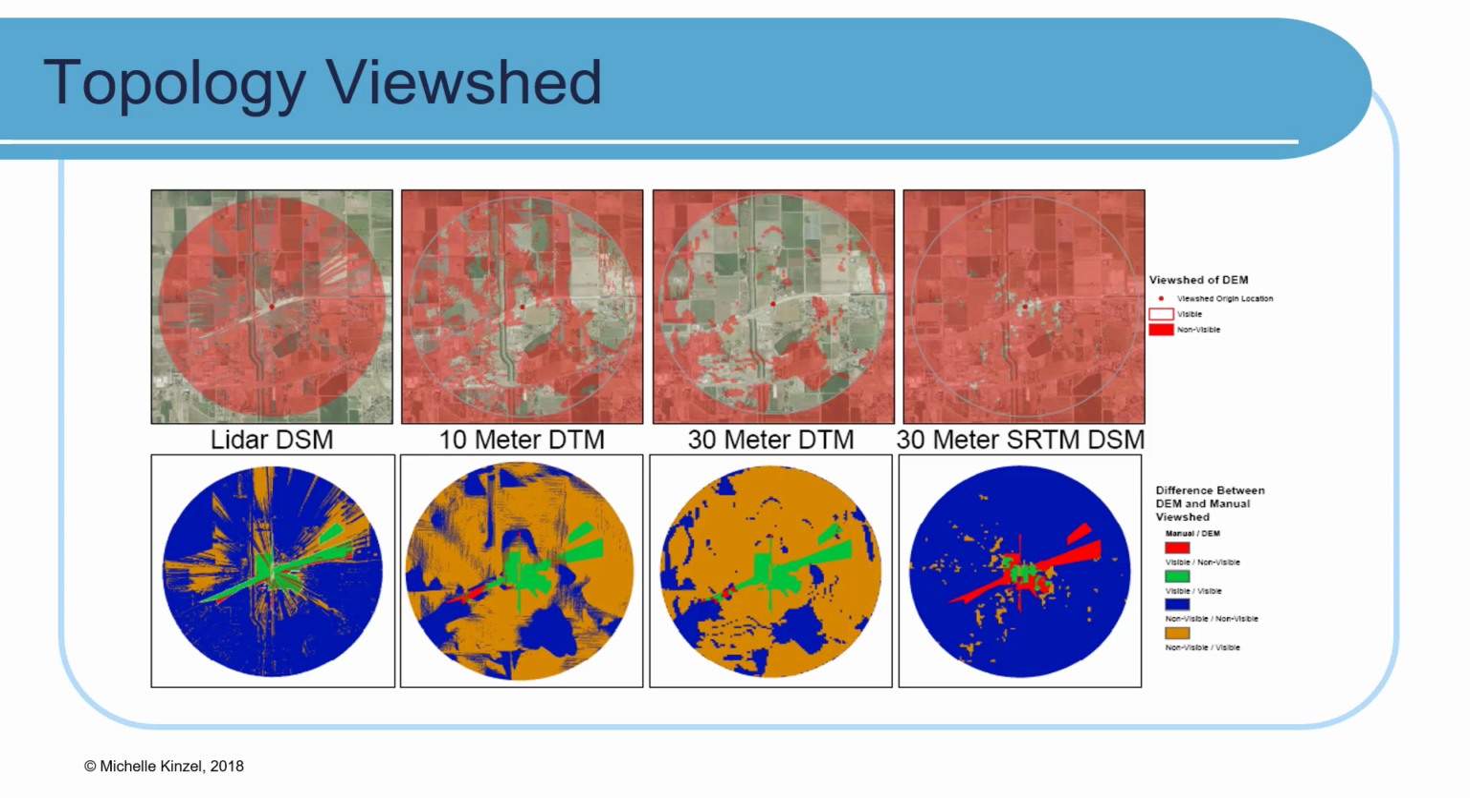So here's some examples of topology viewsheds. On the top we have the viewsheds of the digital elevation models. The first one on the left is collected with LiDAR, and then we have 10 meter, 30 meter, and then 30 meter Shuttle Radar Topography Mission data. At the bottom we are looking at the difference between the DEM and the manual viewshed. So again, this is analysis of a viewshed, and it is performed using GIS tools.